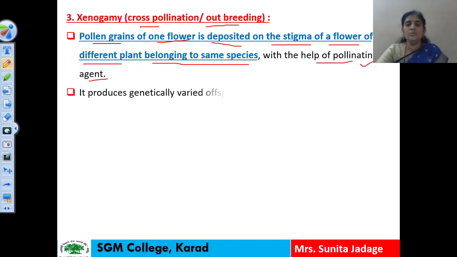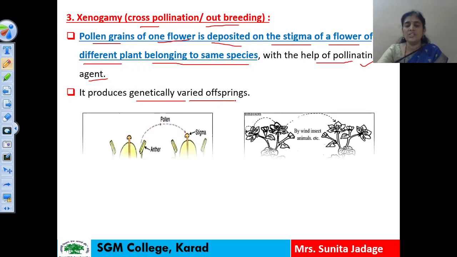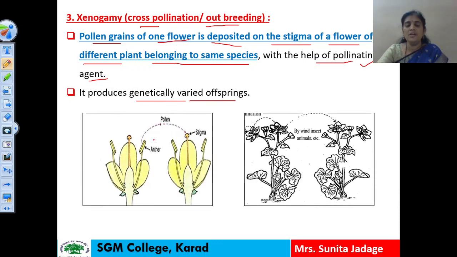Okay, so it produces genetically varied offspring, because two different plants are taking part, and therefore genetically varied offspring will be produced after the pollination. So let us see in the diagram. This is the first flower, present on the first plant, and this is the second flower, produced on the second plant. The pollen grains are transferred from one flower to another flower on a different plant. Such type of pollination is known as xenogamy or cross pollination.